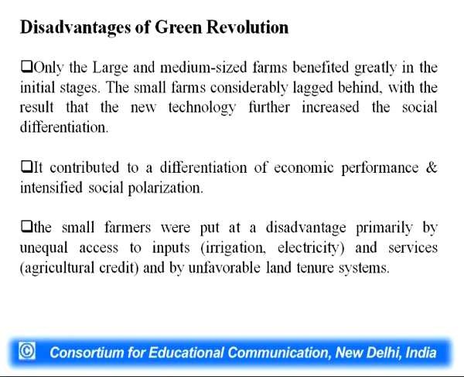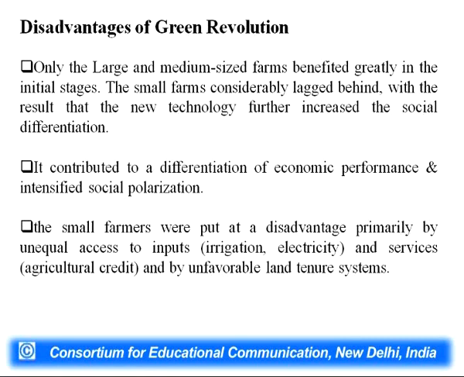Here I would like to mention the disadvantages of the Green Revolution. I would like to tell you that the Green Revolution was achieved in Punjab, Haryana and part of Uttar Pradesh, but many disadvantages came. Only the large and medium sized farms benefited greatly, because small farms considerably lagged behind, with the result that the new technology further increased social differentiation.